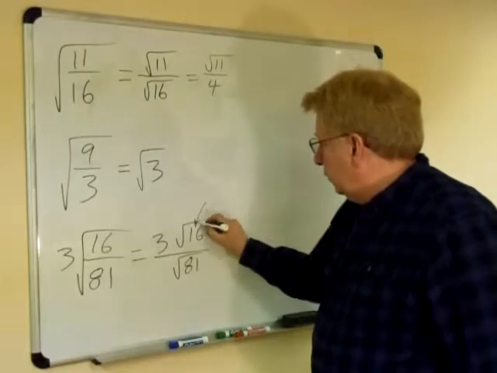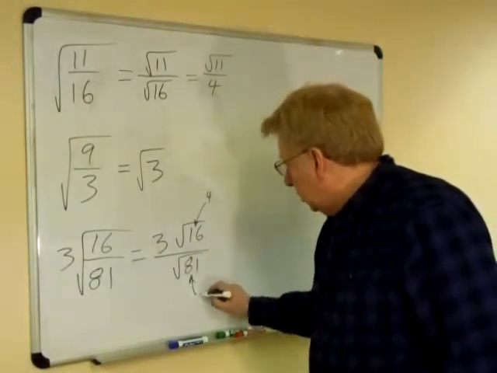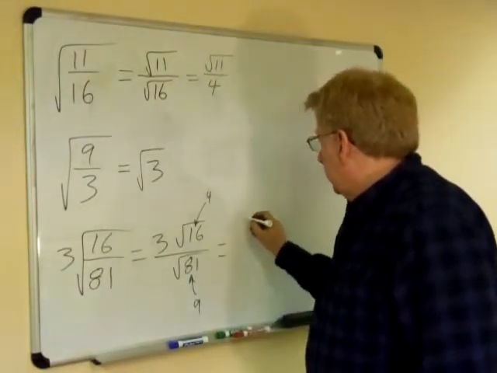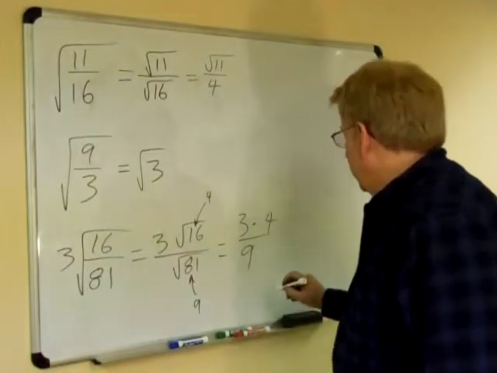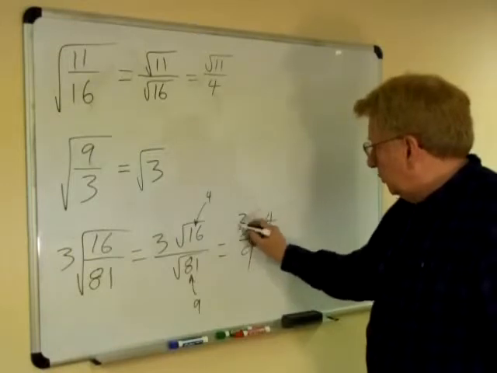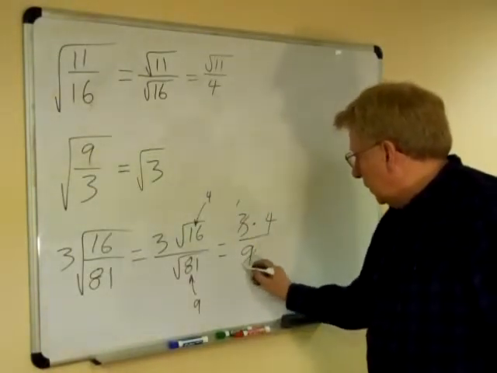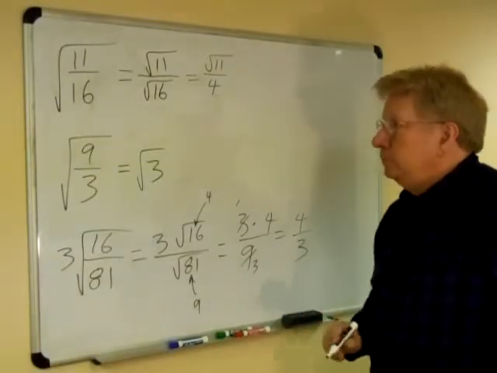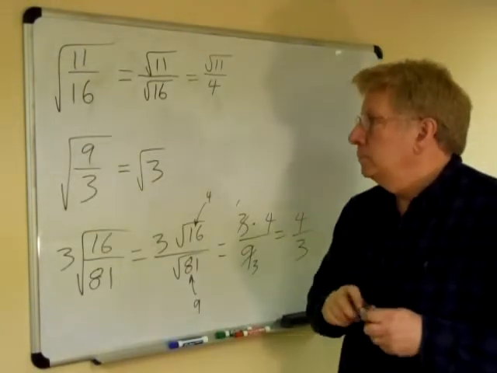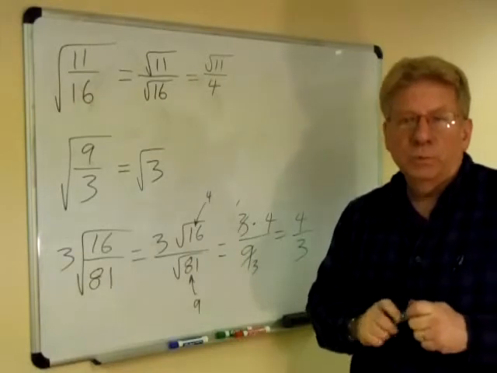Square root of 16 is 4, square root of 81 is 9, so we have 3 times 4 over 9. And 3 is common to 3 and to 9, so we end up with 4/3. So, there you have it.